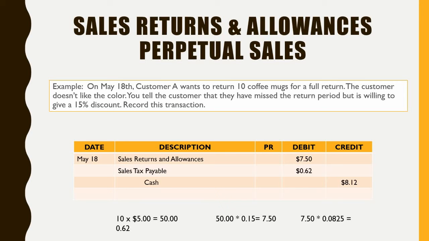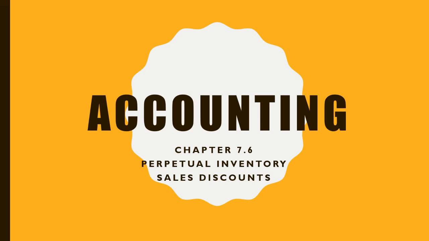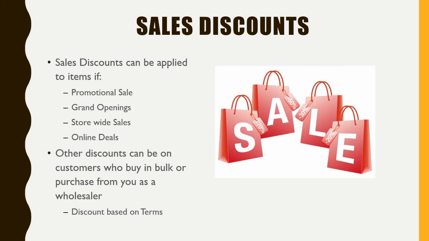On top of that, when you give a sales discount, it's based off of the profit, not dealing with your cost of goods sold. So in this case, we don't even update our inventory at all. Any questions in regards to the sales returns and allowances? No questions. Okay.